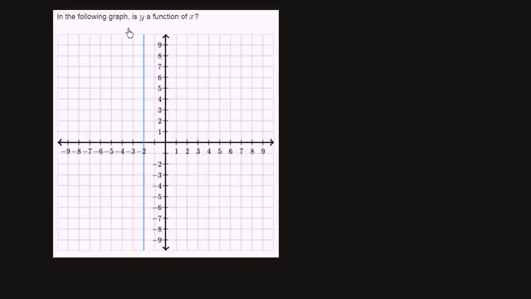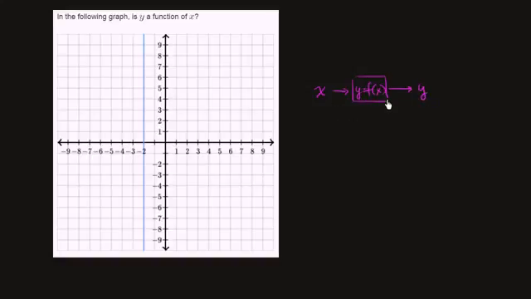In the following graph, is y a function of x? So in order for y to be a function of x, for any x that you input into the function, any x for which the function is defined, so let's say we have y is equal to f of x, so we have our little function machine, it should spit out exactly one value of y.